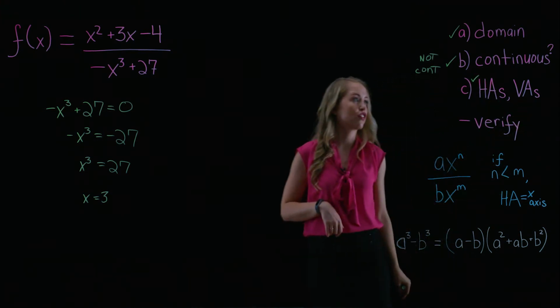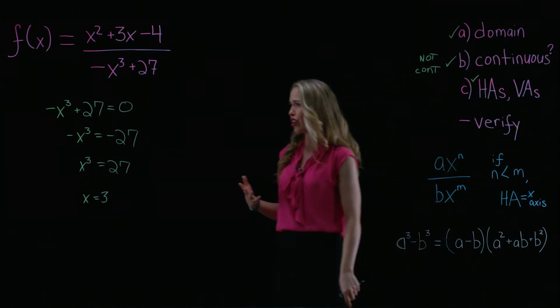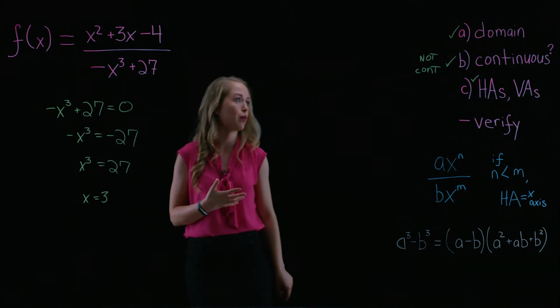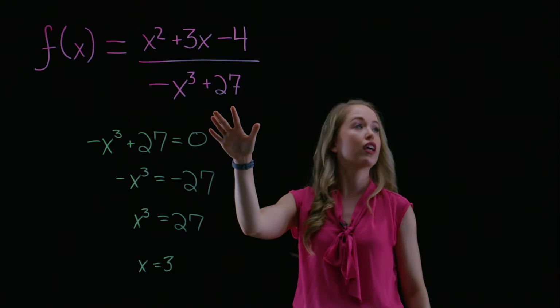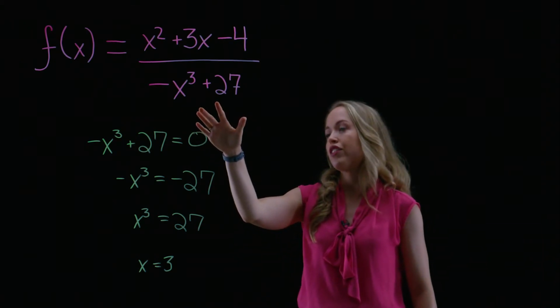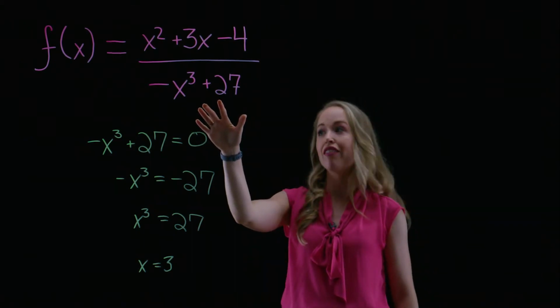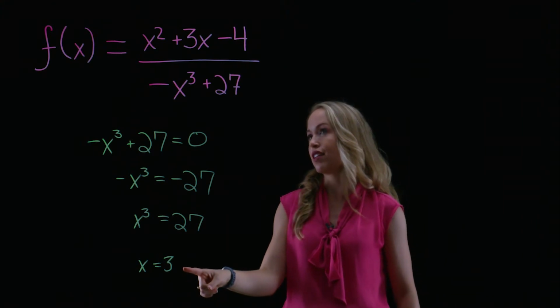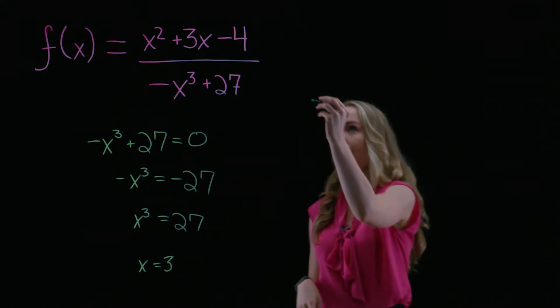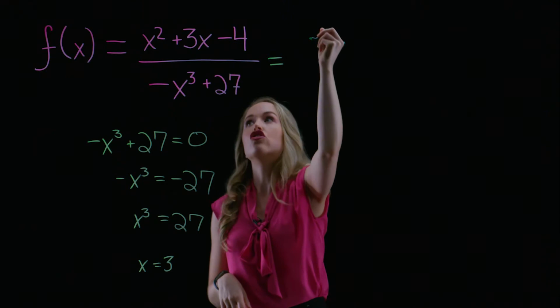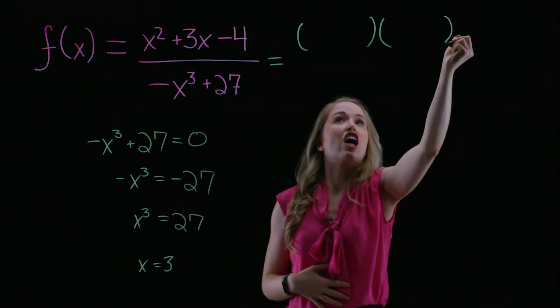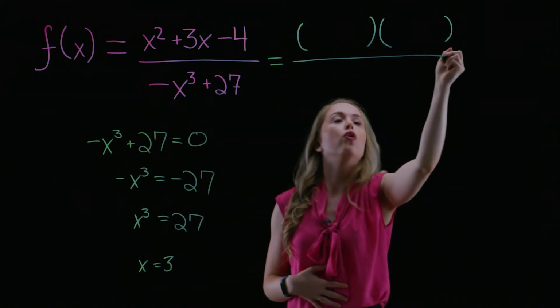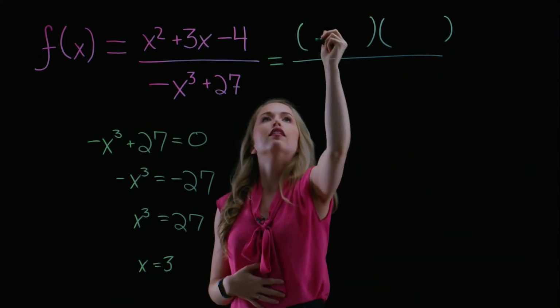I'm also asked to check for vertical asymptotes. Vertical asymptotes, similar to the format we used to explore the domain, I am looking for what values of the denominator can I not have. So I know I cannot have x equals 3. That's where I would expect to have an asymptote. However, I do need to go ahead and just check to make sure that is an asymptote as opposed to a hole. And I'm going to do this by factoring.